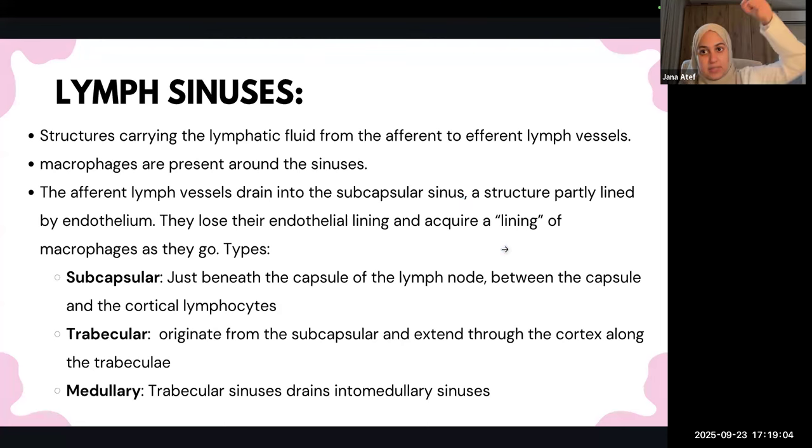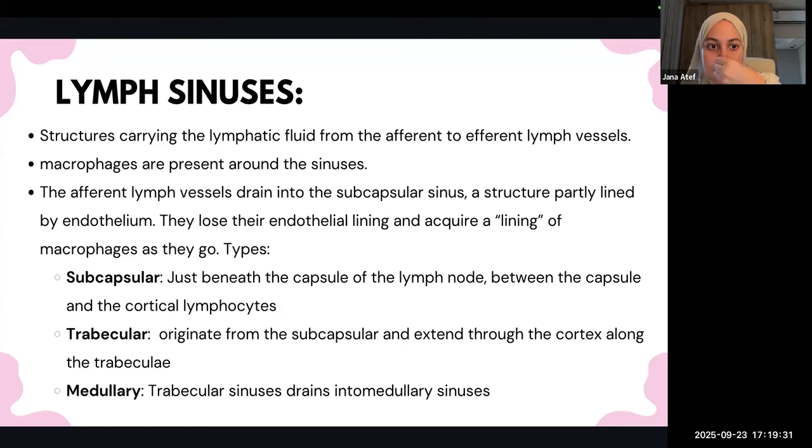So it first starts in the subcapsular sinus, covered by endothelium, and then it loses that lining and goes to a macrophage lining. What does that mean? I have a pen right here. Again, this pen is like the sinus moving. As it's moving, it's covered by endothelium. Once it goes inside the subcapsular space, it loses its endothelium and becomes covered instead by macrophages.